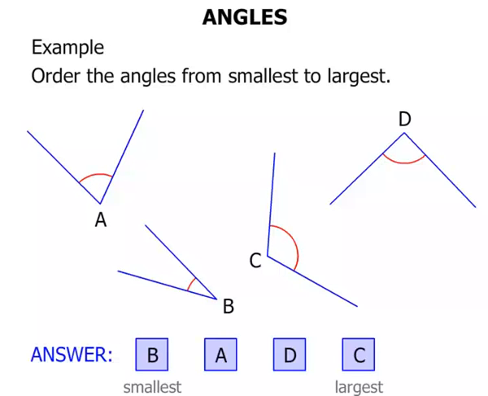Another way of doing it, this is what you're going to practice in your questions. Let's say angle D, we wanted to compare that with angle C. We could move angle D across and turn it around, and you can see that it's actually within angle C. So angle D must be smaller than angle C.